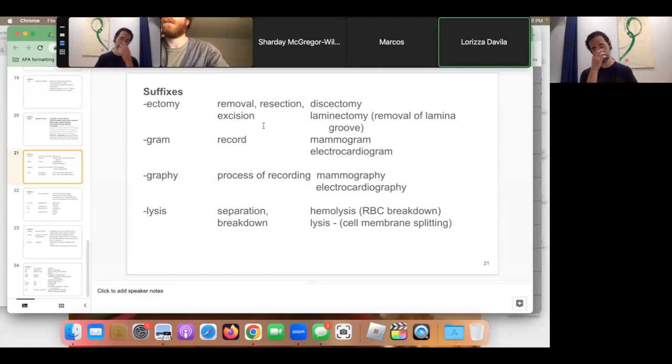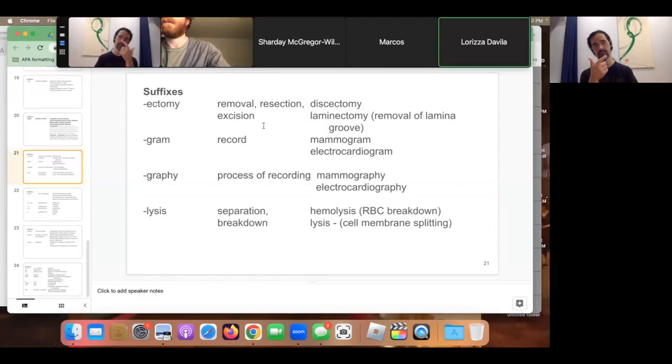Somebody help me out here. I always mix up the processes. There's the transverse processes and then there's the spinous process. Yeah. They remove the spinous process and part of the bone that's around it. So laminectomy: excision of the spinous process, excision of the lamina section of the vertebra.